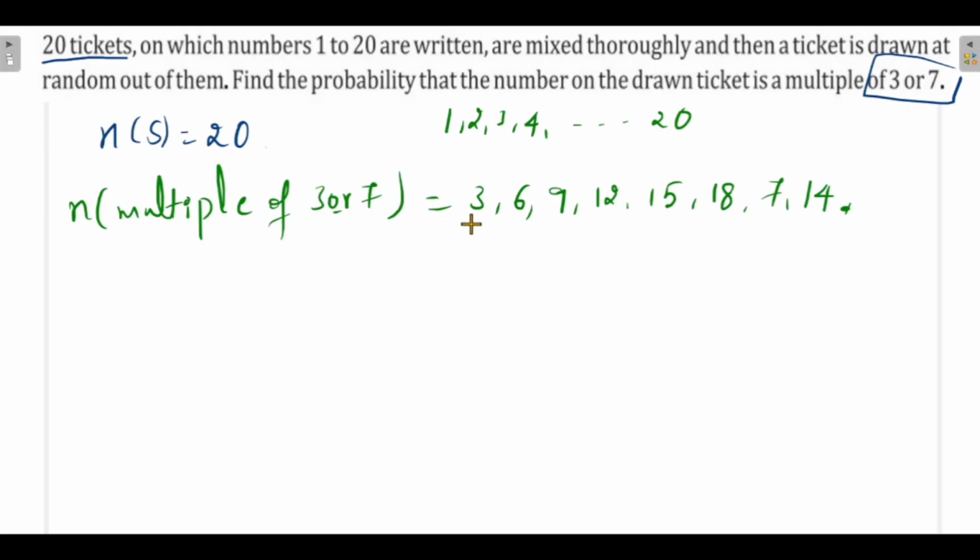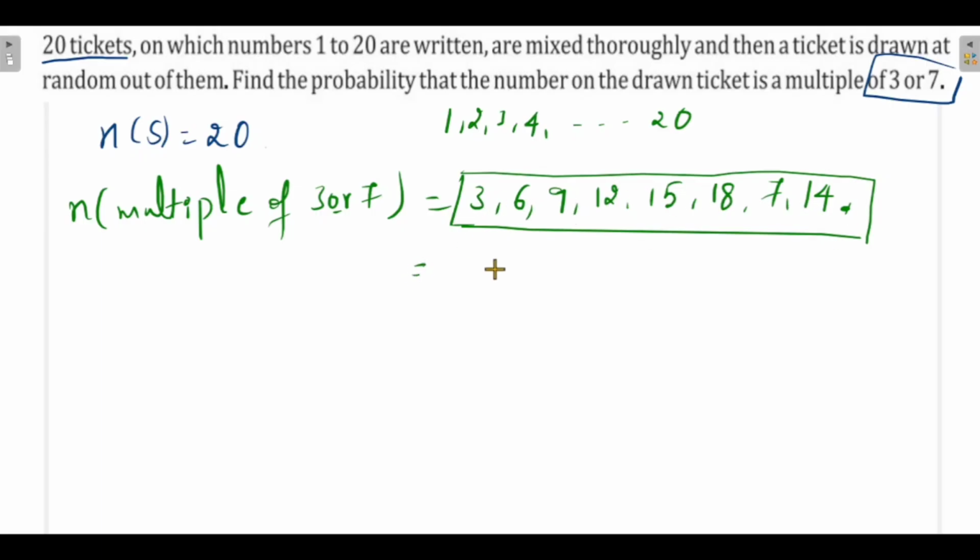This is the data of our multiple of 3 or 7. How many data are there? 1, 2, 3, 4, 5, 6, 7, 8. Totally 8 outcomes we got.